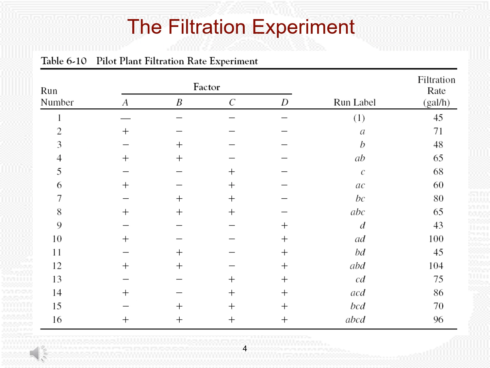One should be able to see that the experiment is in standard order. Now, of course, one would hope that the experimenter ran this experiment in random order. The observations are also in the column labeled filtration rate.